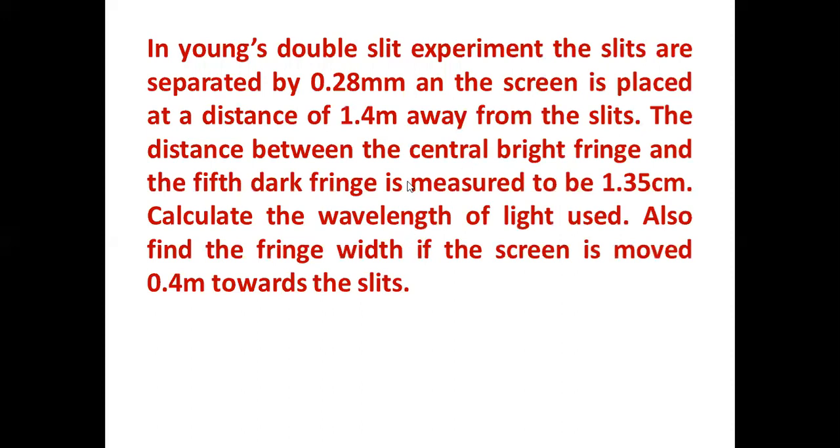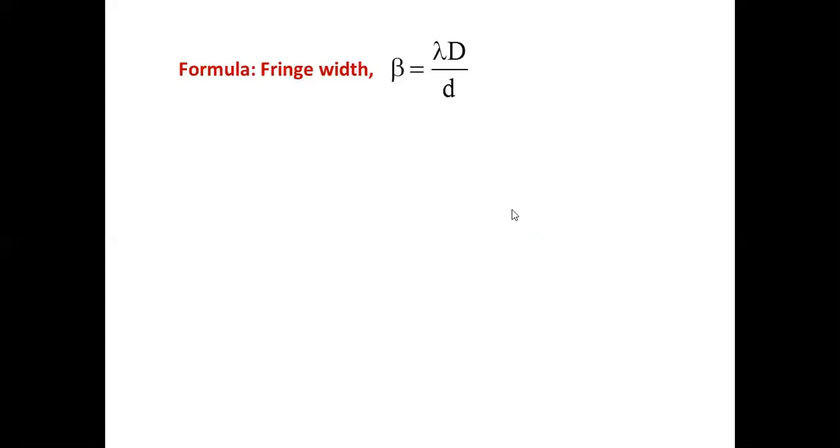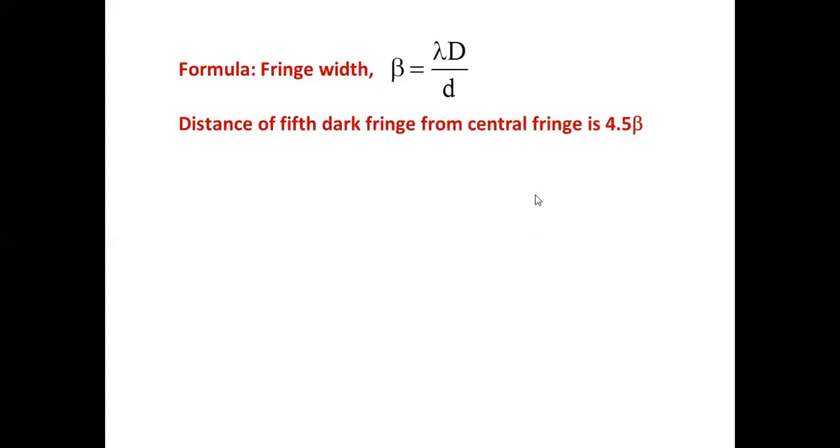Yes, what do we write here? Fringe width beta is equal to lambda D by d. Now, how is beta given? Beta is given in terms of the distance of which dark fringe? The fifth dark fringe, that is 4.5 beta. 4.5 beta is 1.35 centimeters.